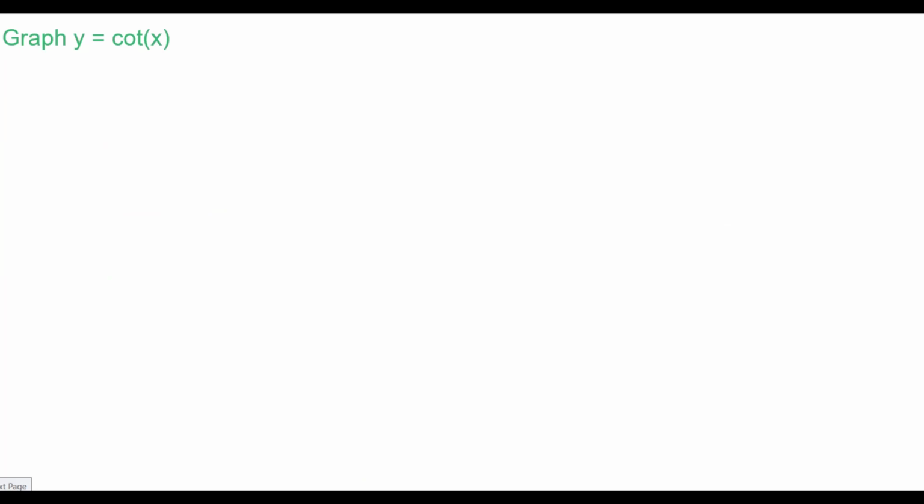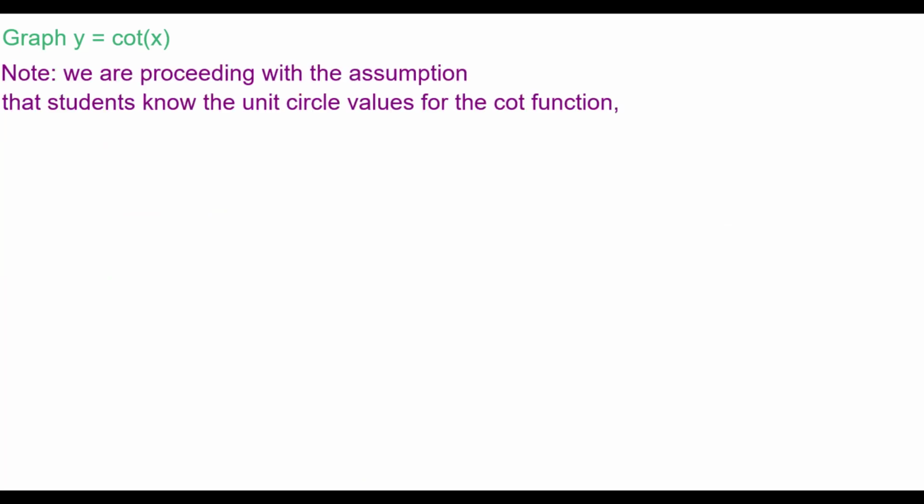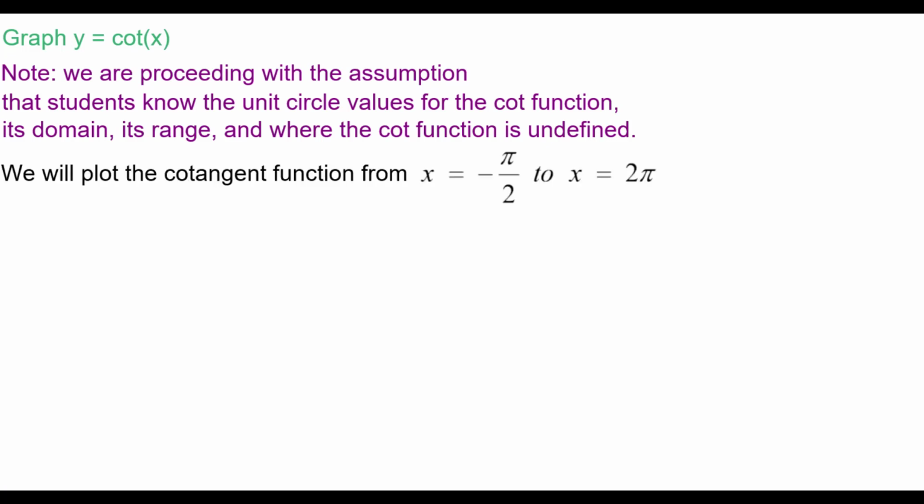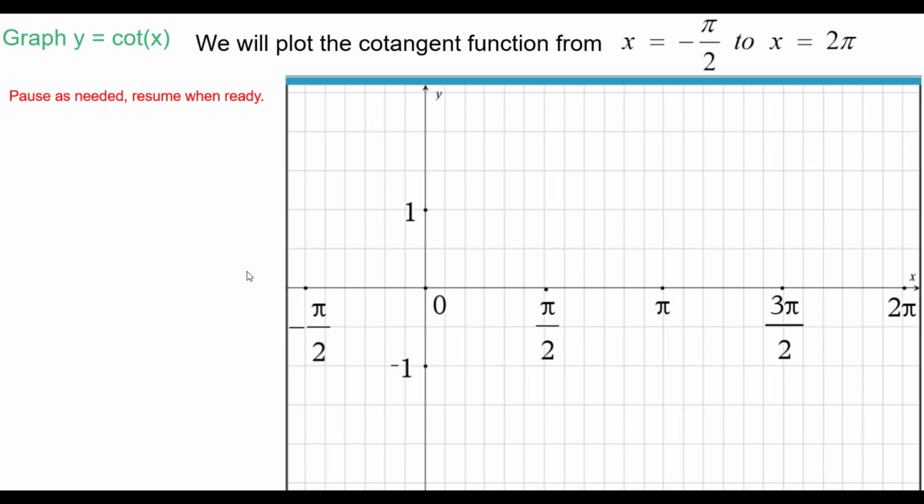Graph y equals the cotangent of x. Note we are proceeding with the assumption that students know the unit circle values for the cotangent function, its domain, its range, and where the cotangent function is undefined. We will plot the cotangent function from x equals -pi/2 to 2 pi. Pause as needed. Resume when you're ready with your grid setup.